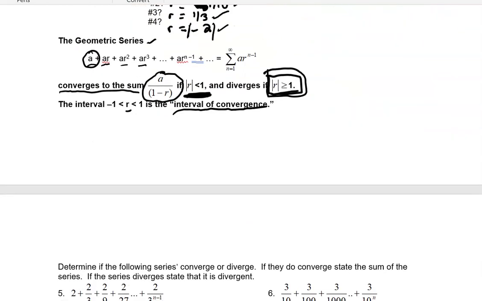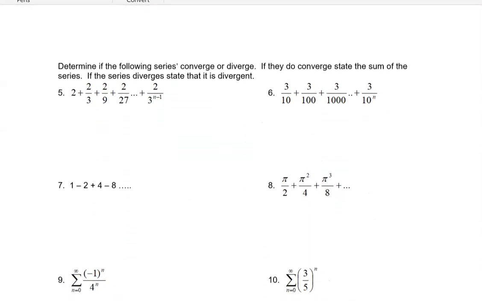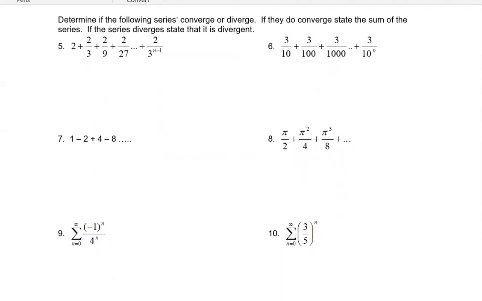That's a big takeaway for the day. All right, so if we go to the series of problems now, it says determine whether the following series converge or diverge. If they converge, state the sum of the series. If they diverge, state that it is divergent. And then also we would want to state an explanation why.